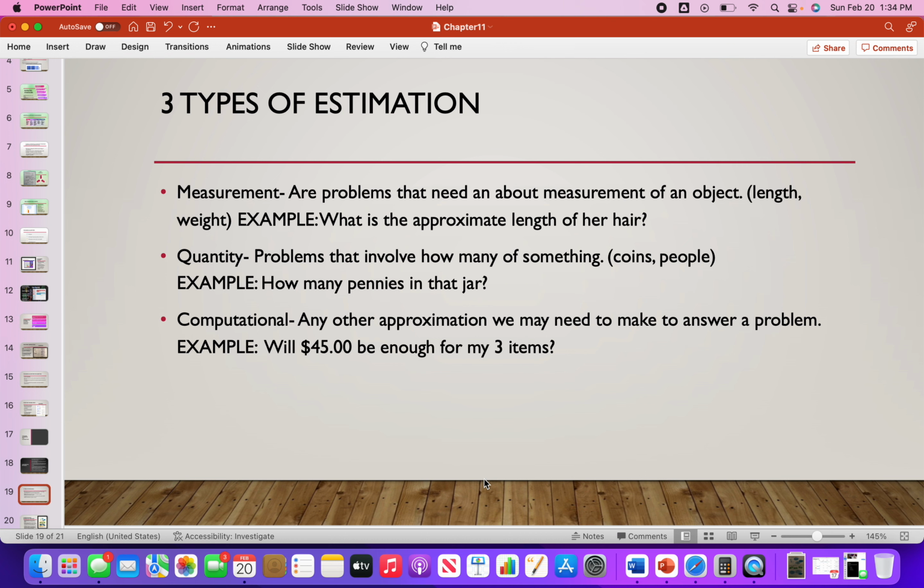3 types of estimation. There's measurement estimation, where you are estimating the measurement of an object, like the length or weight. Example, what is the approximate length of her hair? There is quantity estimation, problems that involve how many of something, coins or people. Example, how many pennies in that jar? And then computational, any other approximation we may need to make to answer a problem. Example, will 45 be enough for 3 items?